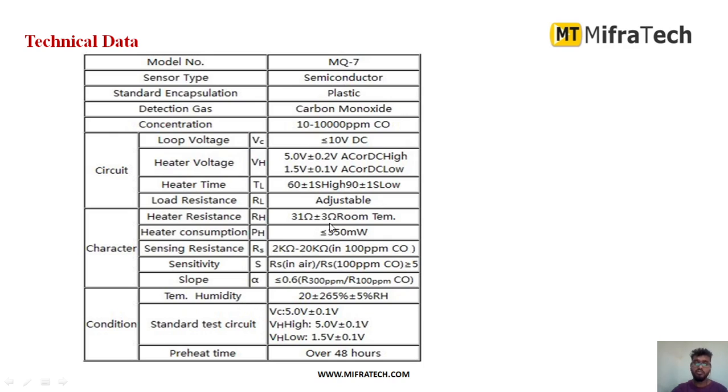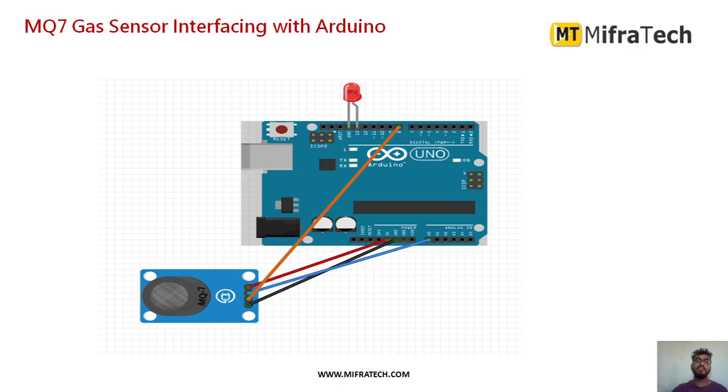Heater resistance will be 31 ohm with plus or minus 3 ohm fluctuations. Heater power consumption will be less than or equal to 350 milliwatts. Then the operating temperature is 20 plus or minus 2 degrees and humidity is between 55 to 65%. And in the test circuit, in order to turn it on we have to provide a 5 volts DC power supply. Next we'll see how to interface this MQ7 gas sensor with an Arduino microcontroller.